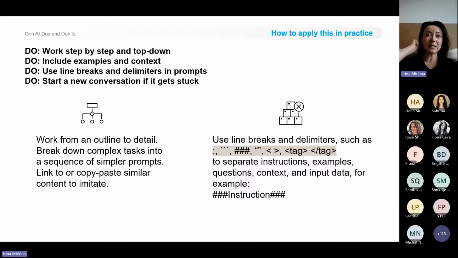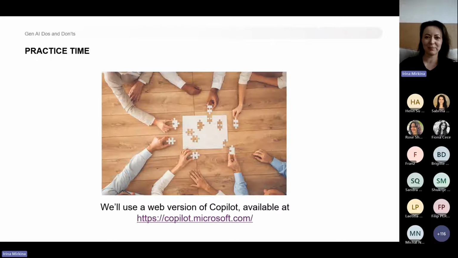Again, it doesn't have to be that way, but if you have a long prompt, it usually helps the model to separate what it needs to take into account. And if the model gets stuck and says, I think this is a good enough answer, or I cannot answer, or keeps repeating the same thing, you can just start a new conversation. And even with the same prompt, I assure you that you will get different results.